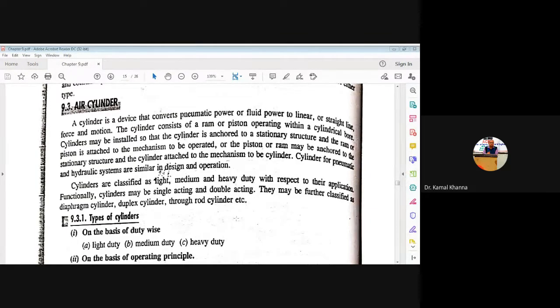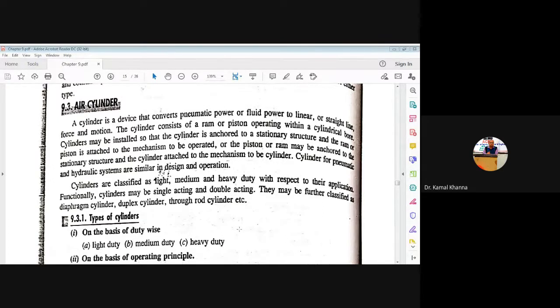So these cylinders may be single acting or double acting. We have read that in the previous class also. That is, if the cylinder provides a single delivery stroke with a single stroke of the piston, it is called a single acting cylinder. But if you get a double delivery stroke with a single stroke of the piston, it is called a double acting cylinder.